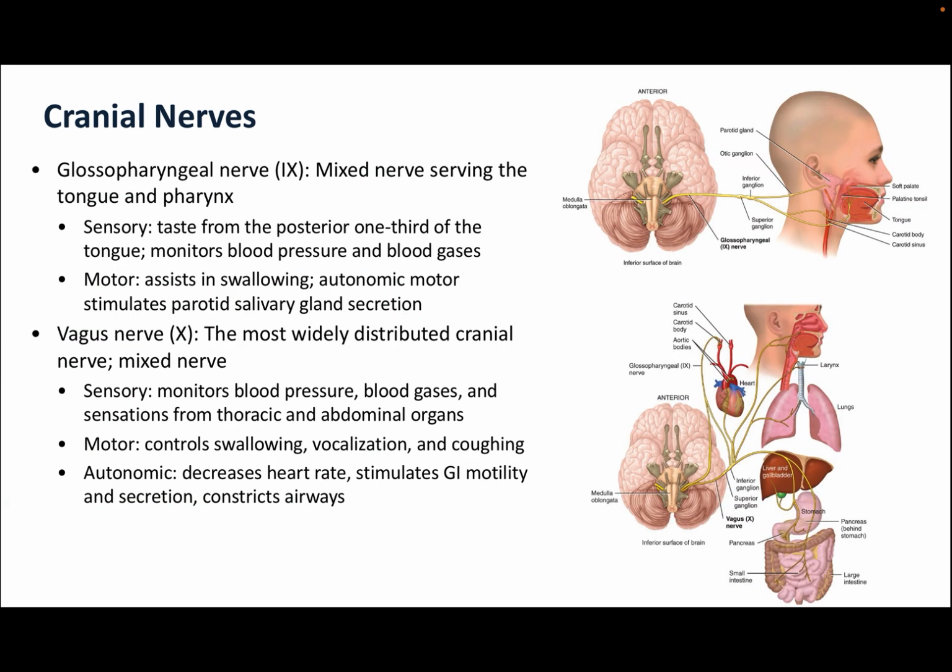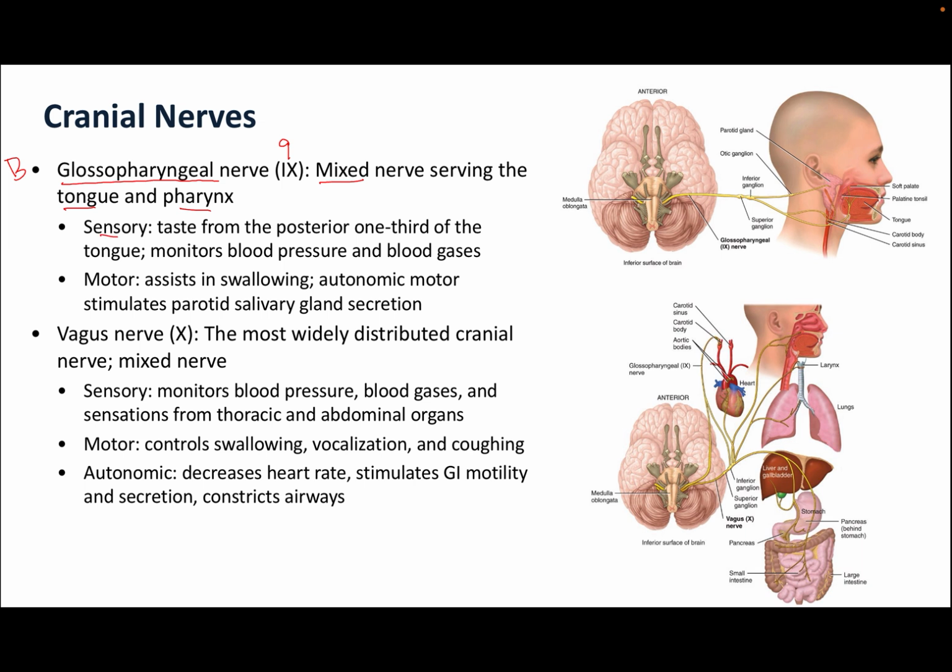We also, then, for our next of the cranial nerves, have the glossopharyngeal nerve, all right? This is cranial nerve 9, all right? This is going to be another one that's mixed. This is going to have both sensory and motor tracts, all right? But this is going to serve the tongue and the pharynx.